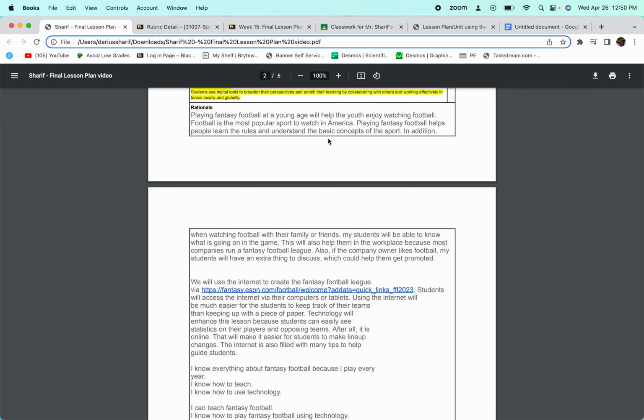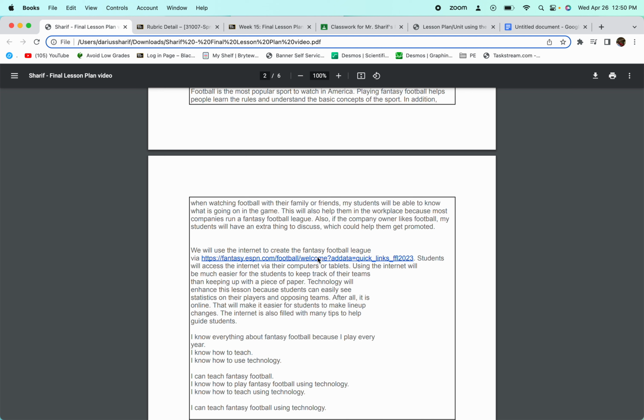Next, I had we will use the internet to create the fantasy football league. Students will access the internet via their computers or tablets. Using the internet will be much easier for students to keep track of their teams than keeping up with a piece of paper. Technology will enhance this lesson because students can easily see statistics on their players, and on opposing teams. After all, it's online, so everything will be easy to look up. Just use Google. That will make it easier for students to make lineup changes. The internet is also filled with many tips to help guide students.